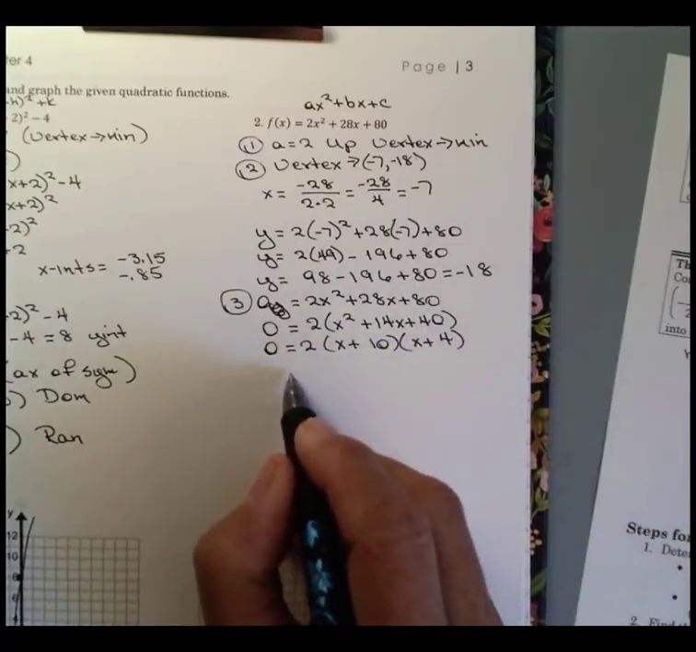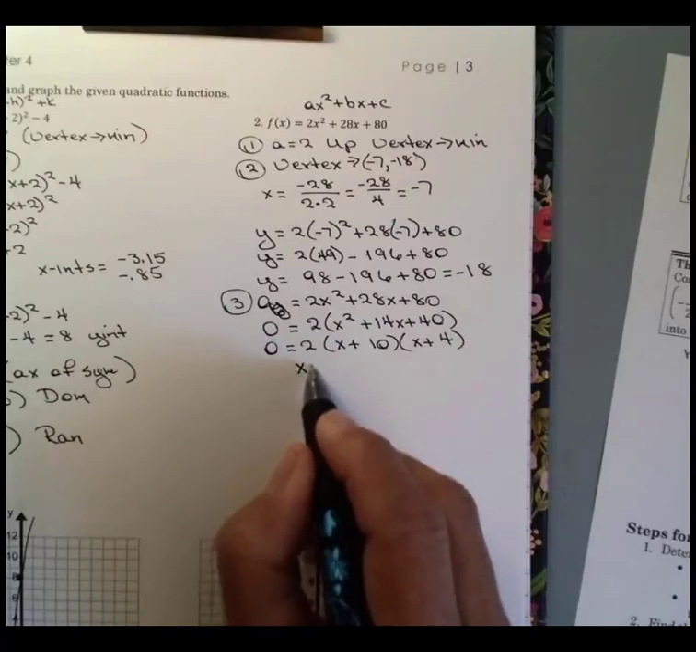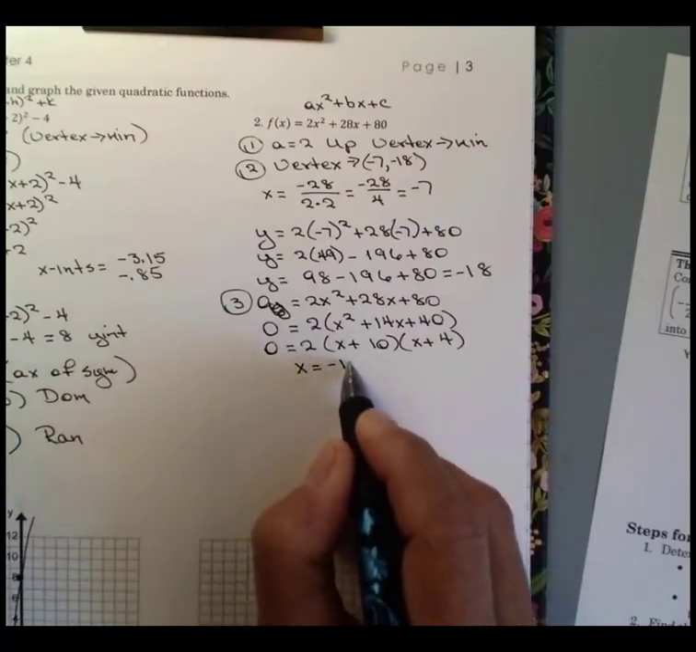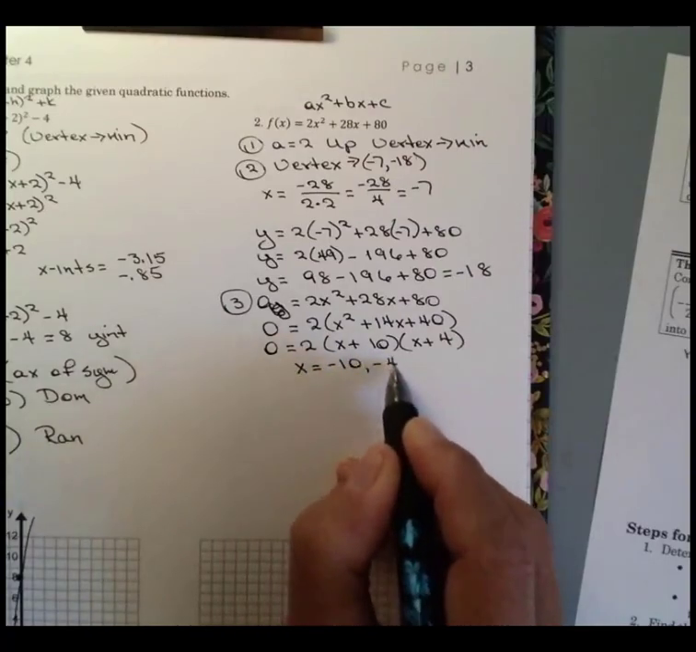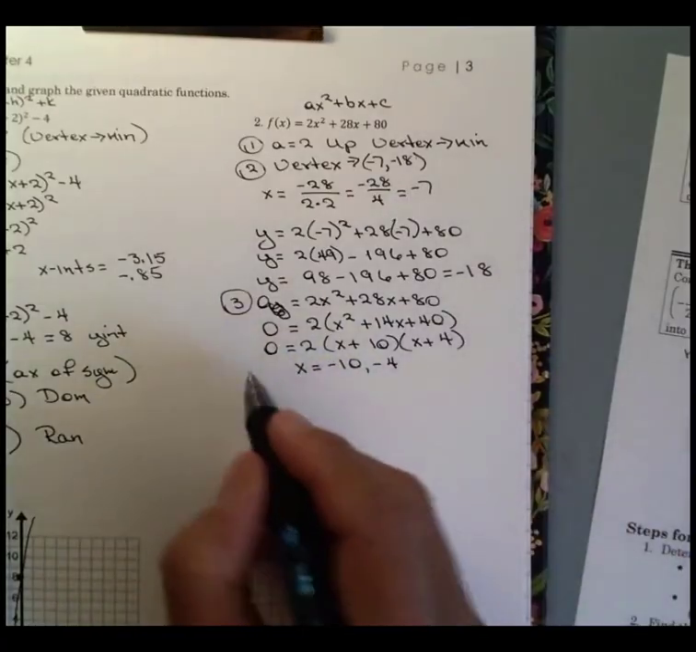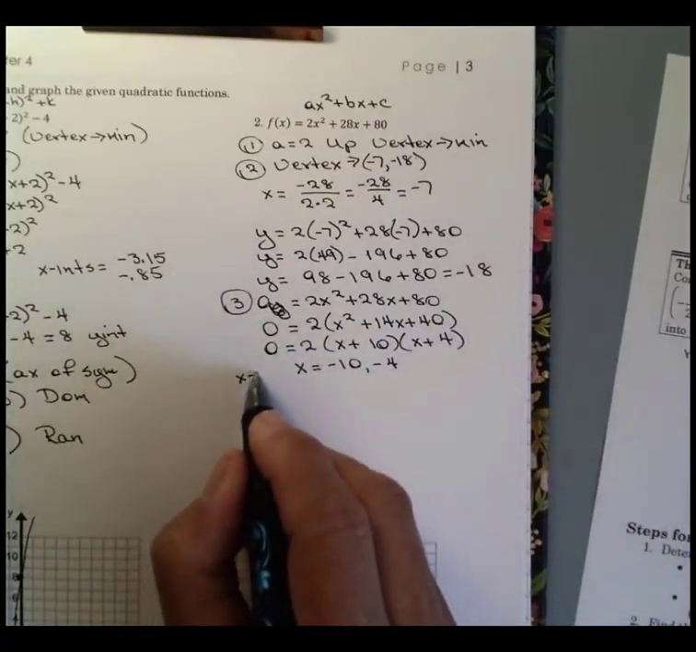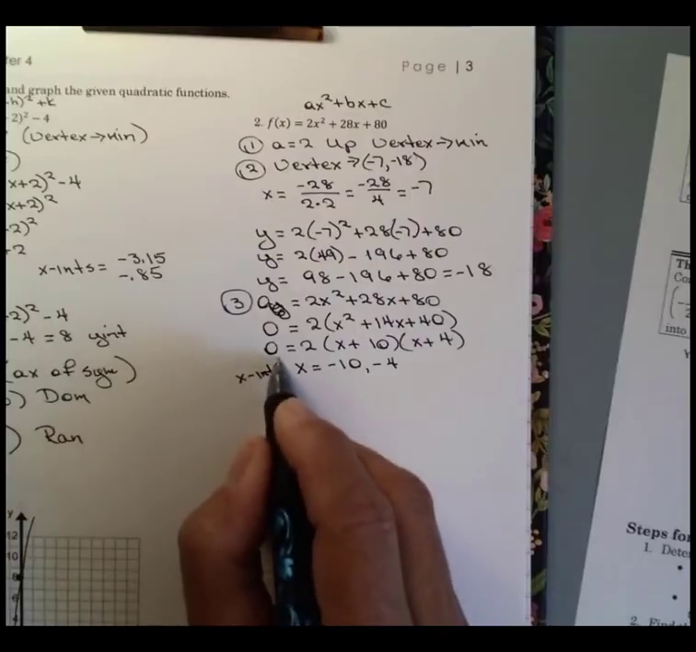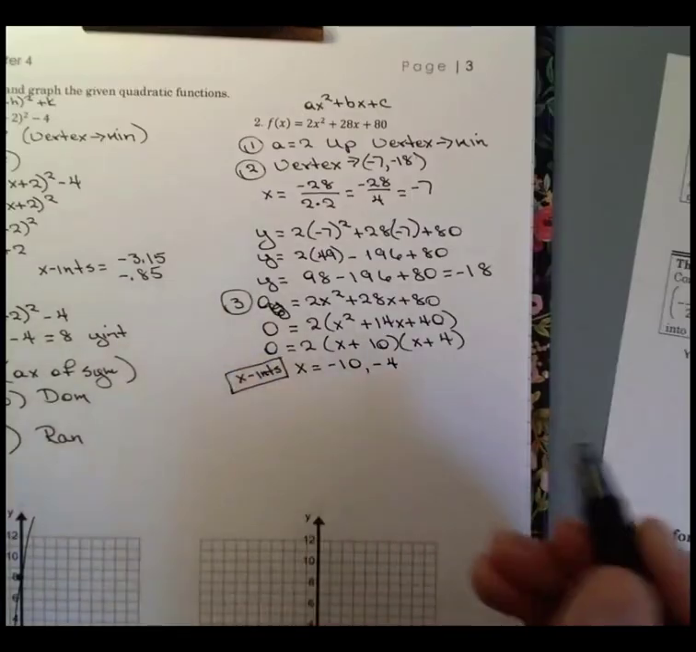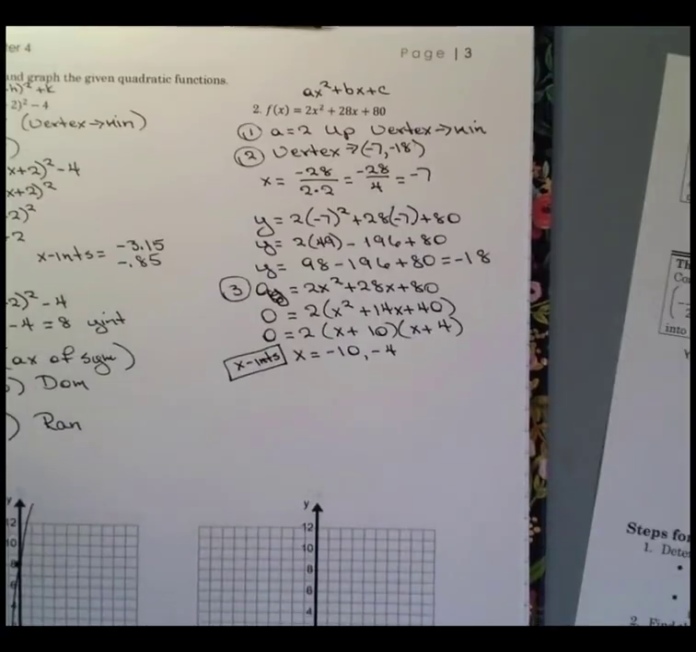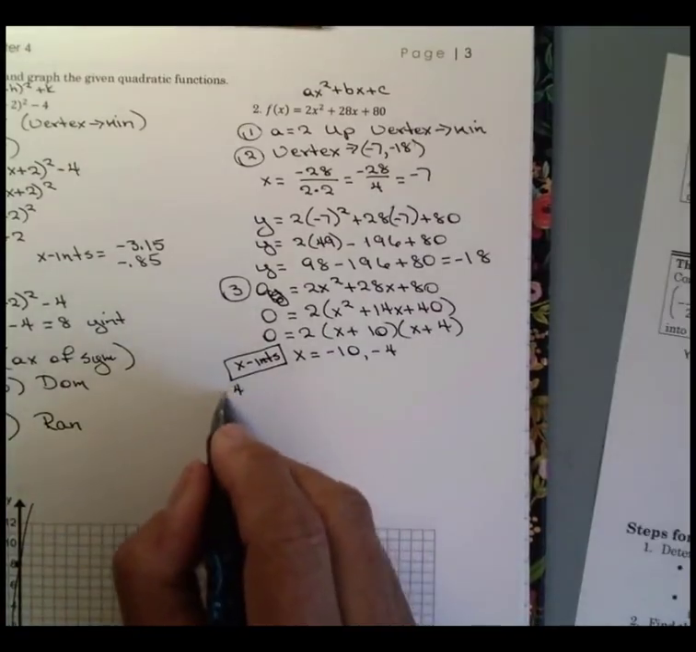So I know that x is equal to negative 10 and negative 4, because that's what would make this equation 0. So these are the x-intercepts, aren't they? Negative 10, negative 4.